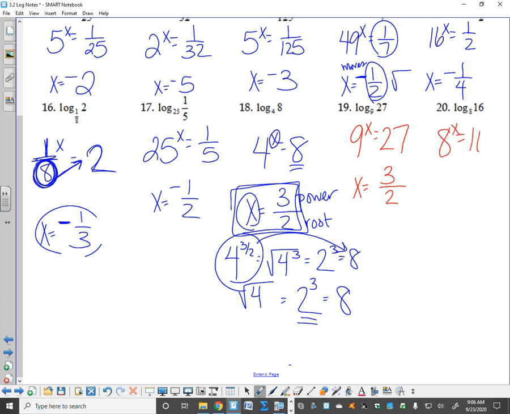8 to the x equals 16. 8 squared is 64. So the smallest power I've got has overshot it. Now I can't square root an 8, but I can cube root an 8. So cube root an 8, that gets me down to a 2. 2, 4, 8 to the 4th gets me up to a 16. So this is what I did: 8 to the 4/3. That's the cube root of 8 to the 4th. The cube root of 8 is 2, and 2 to the 4th, 4, 8, 16, is a 16.